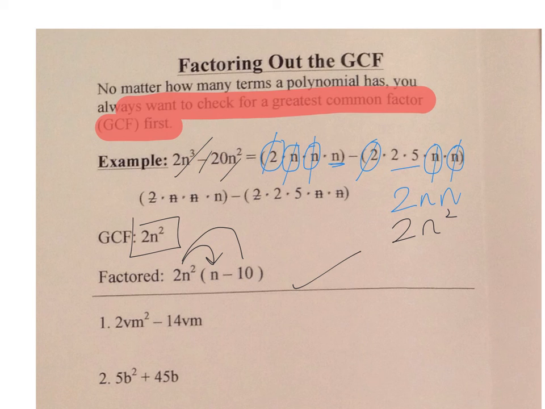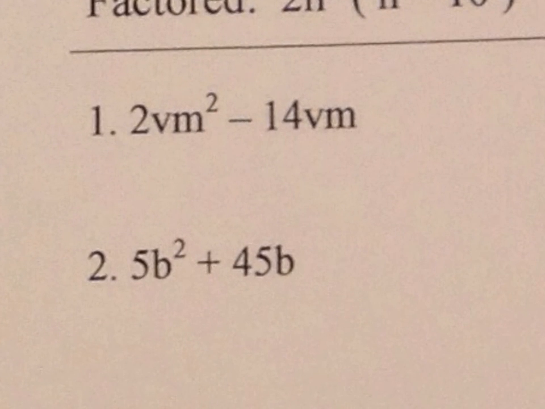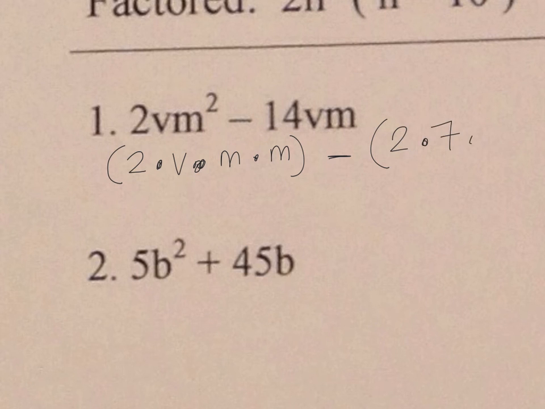Now let's move on to our first example. In number 1, we have 2vm to the power 2 minus 14vm. Again, you can directly find the GCF if you're good with that, or you can break it down into the different factors. 2 is just a 2, v is just a v, m to the power 2 is an m times another m, minus 14 is basically 2 times 7, the v is just a v, and the m is just an m.